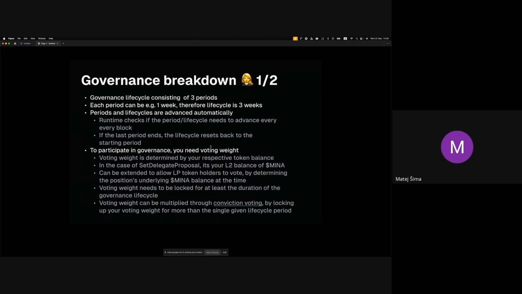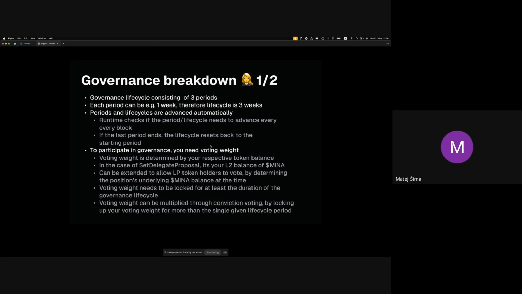To participate in the governance, you need some form of voting weight, right? As I've mentioned, the point of this concrete governance implementation was to allow people who hold Mina that is bridged from the L1 to the L2 to vote with their L2 Mina balance about whom the L1 bridge contract will be delegated to. Therefore, we determine the voting weight by your respective token balance of Mina on the L2.